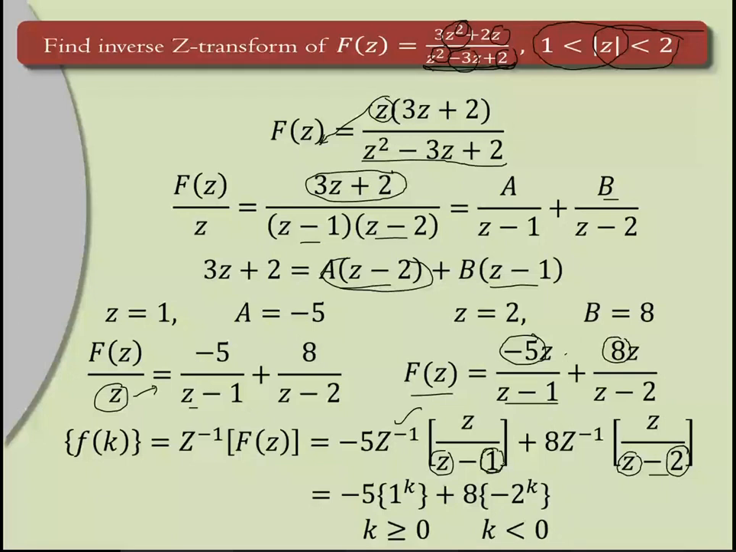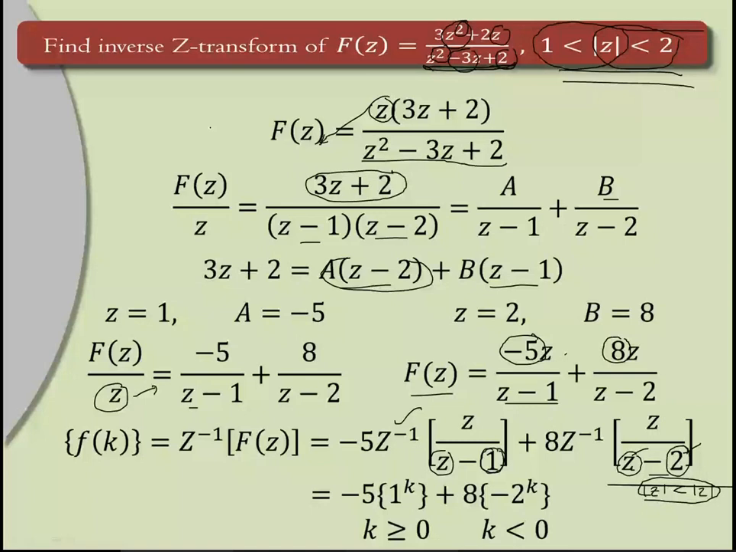And if mod z is less than mod a, here instead of a we have 2, then the z inverse of z upon z minus a is minus a raised to k. Just recall the standard formulas. We have taken the standard formulas, so making use of that. It depends on the condition on these two terms, which is given in the problem. So we are making use of that. It will be minus a raised to k, and for that k must be less than 0.